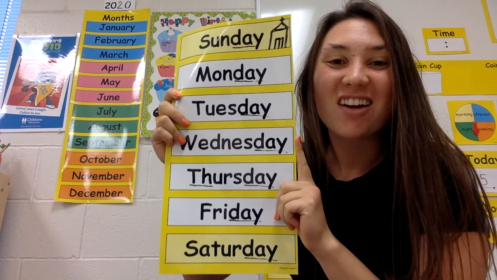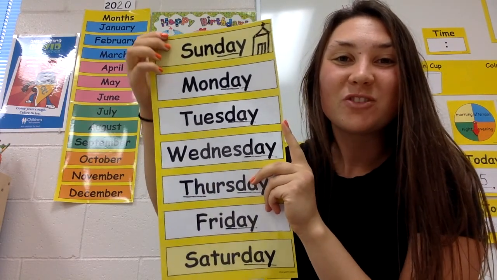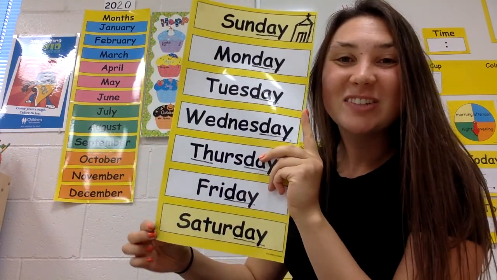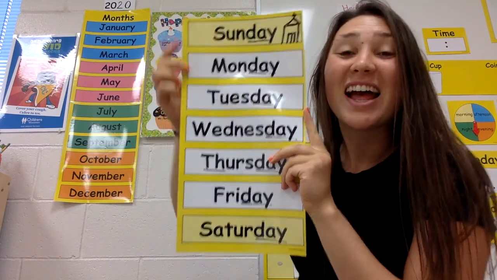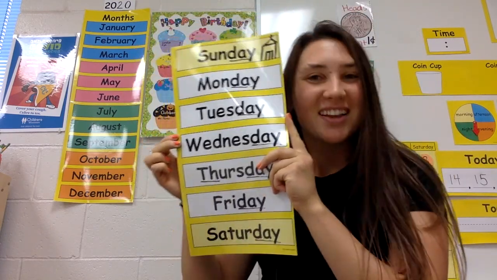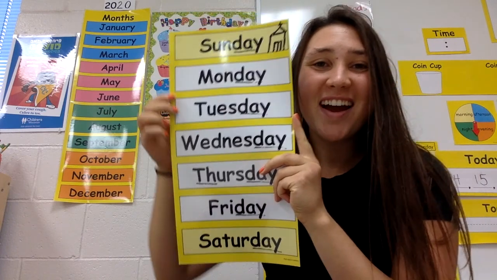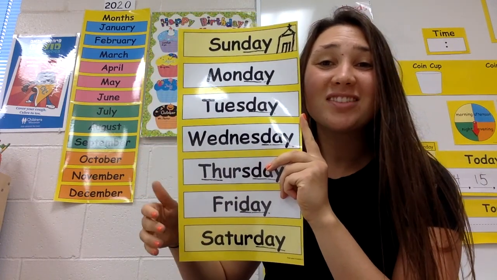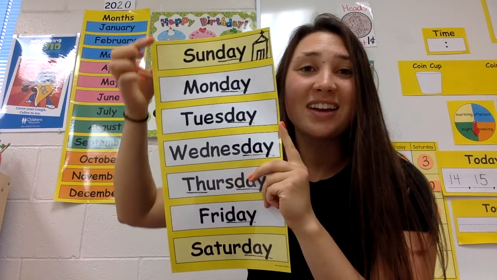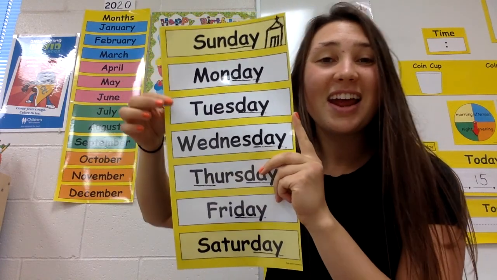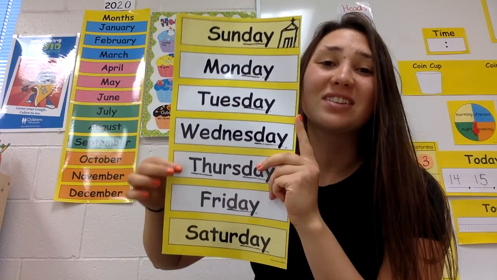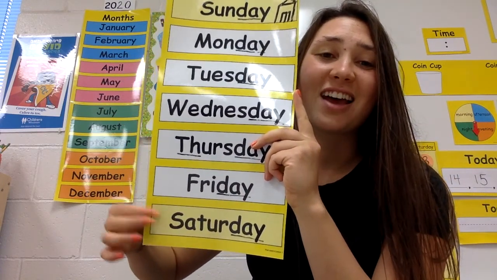How many days are there in a week? Do you remember how many days there are in a week? 7, right? Let's sing the song. Ready? There are 7 days in a week. Sunday, Monday, Tuesday, Wednesday, Thursday, Friday, Saturday.